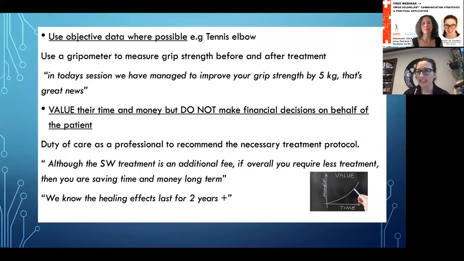And we know the healing effects last for 2 years. So if you have someone who typically says, I need to go to the physio every month for this problem, and I've been doing that for years, well, potentially with that Achilles tendon, we've shockwaved it, and we know the effects last for 2 years and more, that's what the research tells us, they might not need more treatment after that. They might be fine. So you might have cured them.